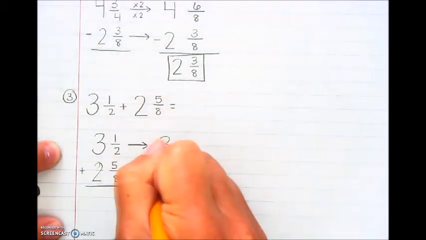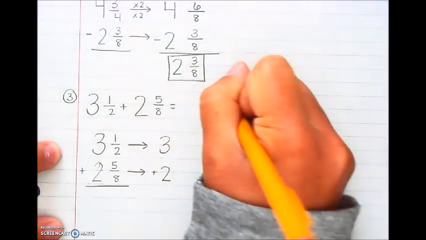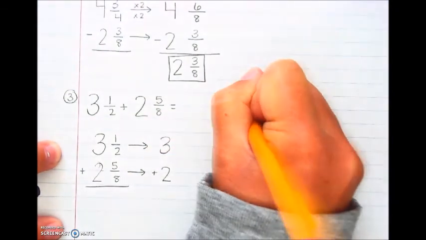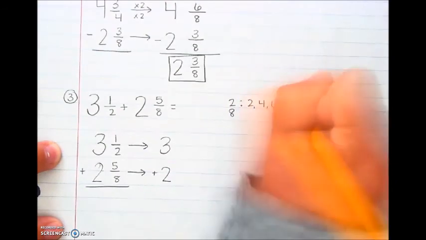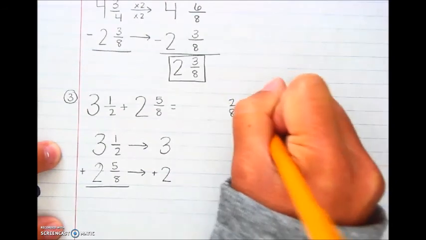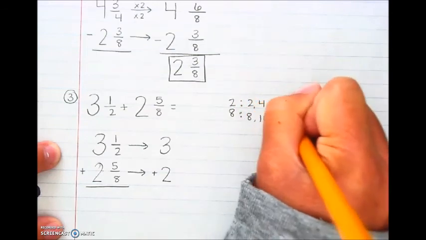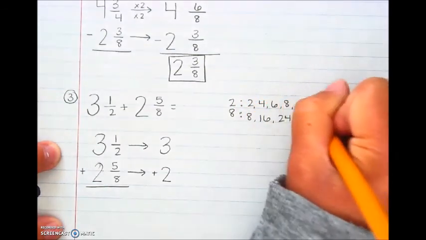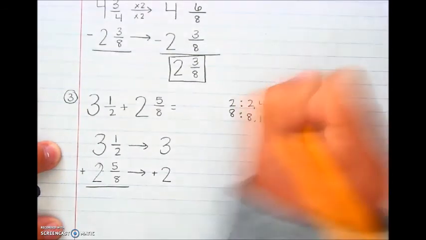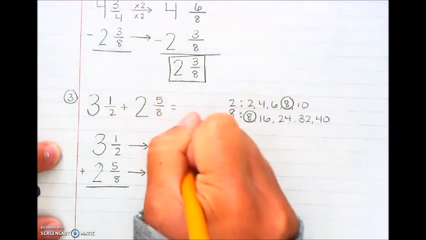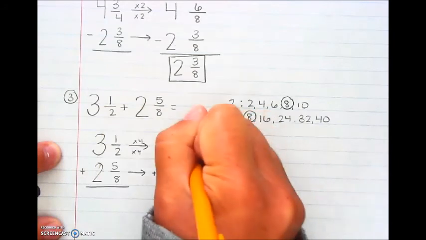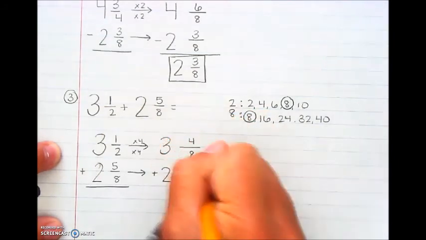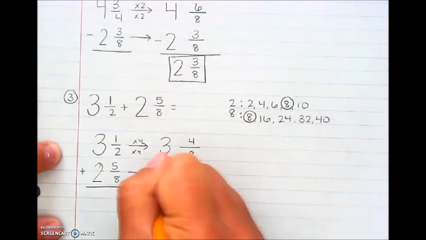I'll show you that when I list out my multiples of 2 and 8, I get 2, 4, 6, 8, 10. And again with 8, I have 8, 16, 24, 32, and 40. So that number 8 is on both lists. 1/2 is the same thing as saying 4/8. And then my 5/8 can stay the same.